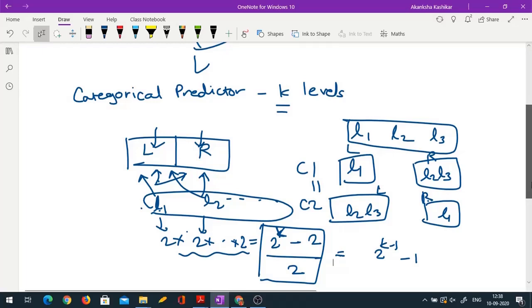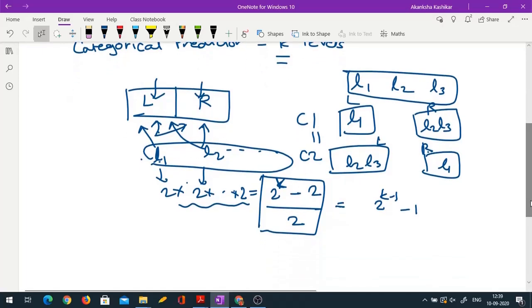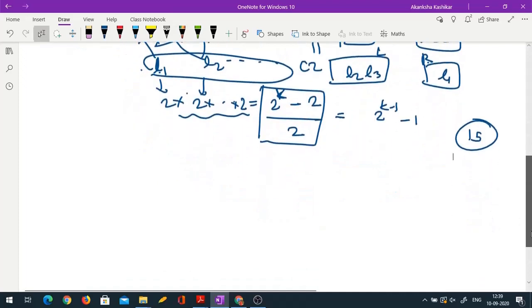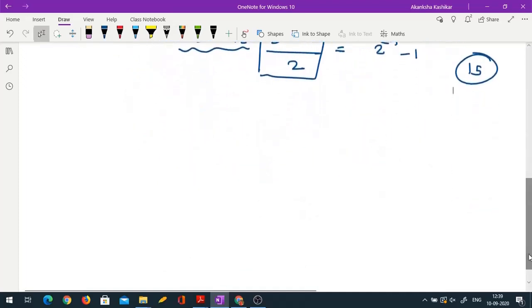As k increases, for example, even if k is 5, you have 5 levels, you still get 2 raised to k minus 1, which means 2 raised to 4, so 15 possible combinations. As k increases, the complexity increases. Hence, people started thinking, is there any way in which we can simplify this process?